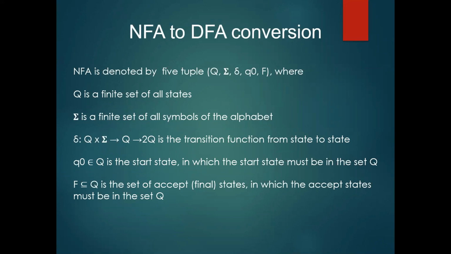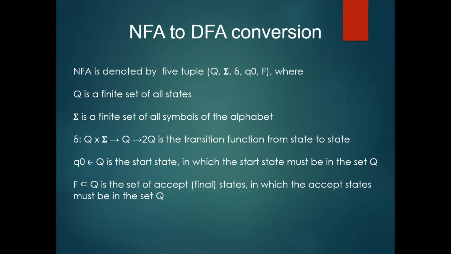Q stands for a finite set of states. Sigma is the input alphabet. Delta is the transition function. Q0 is the start state, and capital F is the set of final states, and F is a subset of Q. The main difference between NFA and DFA is the transition function.